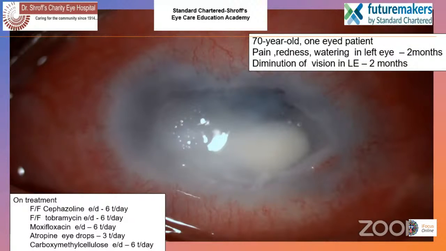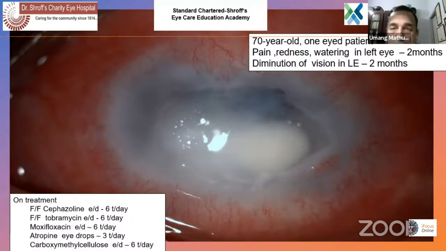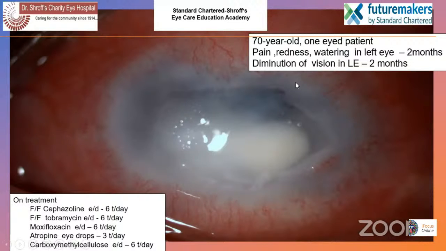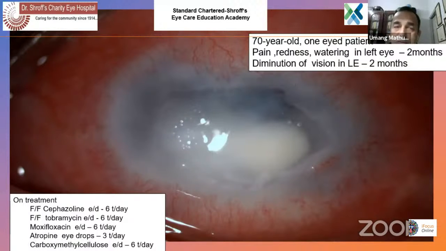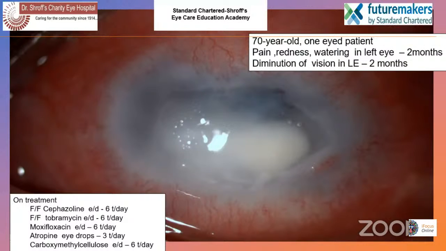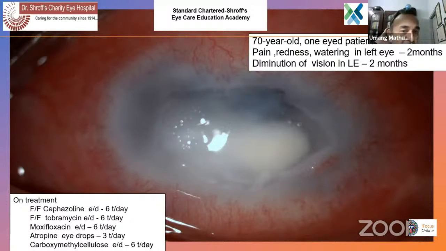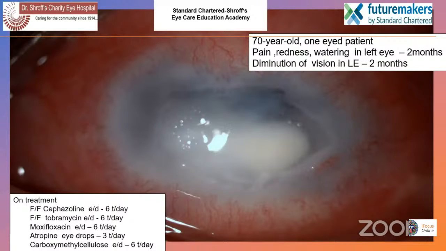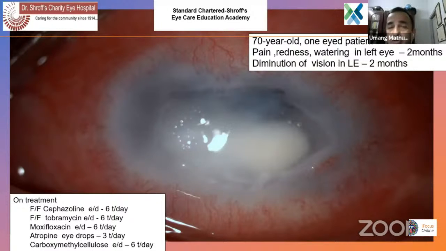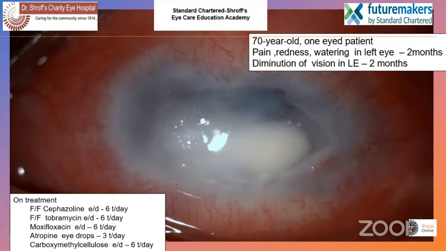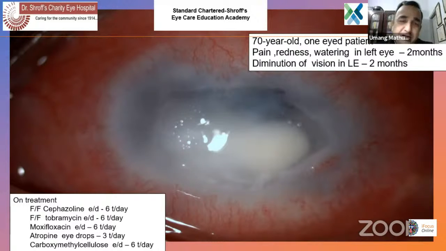History of any trauma, sir? In this case, no, there's no history of trauma. Anything else? Any systemic disease, sir? Like what? Connective tissue disorder like rheumatoid arthritis? Arthritis, yes, or something like that. So no, but why do you want to ask? It's a good point you've raised. Why did you think of that?